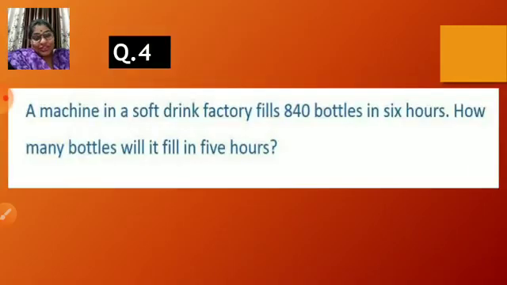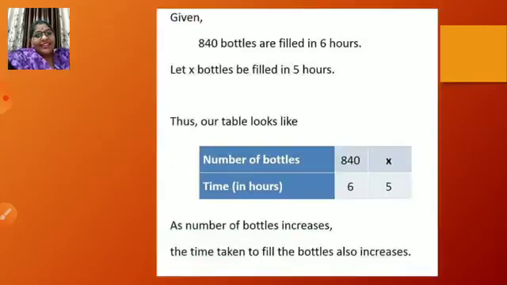Let us proceed with the question number 4. A machine in a soft drink factory fills 840 bottles in 6 hours. How many bottles will it fill in 5 hours? So here children, number of bottles and hours is given to you. Let us consider as x and y value, and the missing one let us find out. So here number of bottles let us be x and time y.